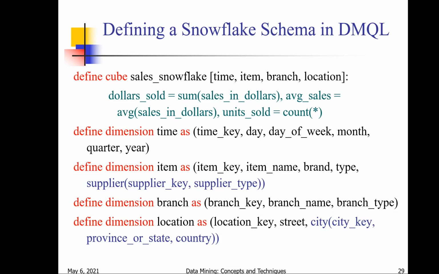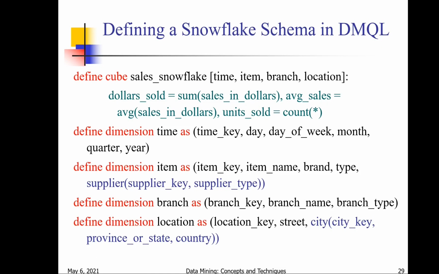Next, the dimensions we mentioned in the square brackets are again defined here. Define dimension time as time key, day of week, month, quarter, year. Next, define dimension item as item key, item name, brand type, supplier key, supplier type.